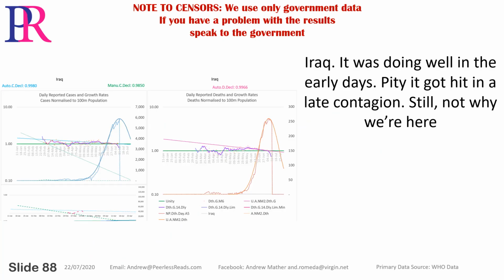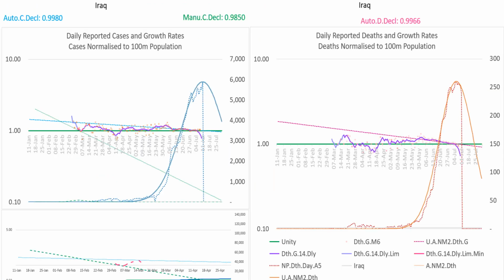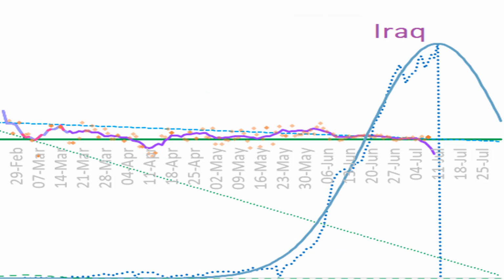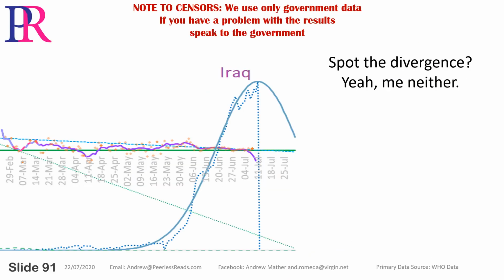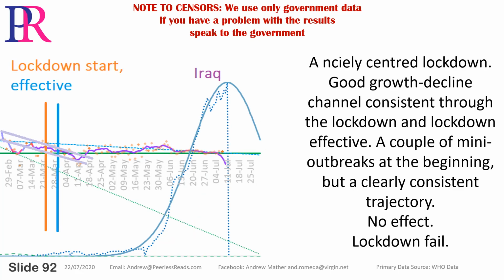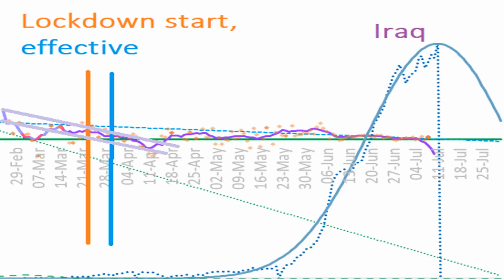Iraq, it was doing well in the early days. Pity it got hit in a late contagion. Still, that's not why we're here. Spot the divergence? Yep, me neither. A nicely centered lockdown, good growth decline channel, consistent through the lockdown and lockdown effective. A couple of mini outbreaks at the beginning, but a clearly consistent trajectory. No effect, lockdown fail.